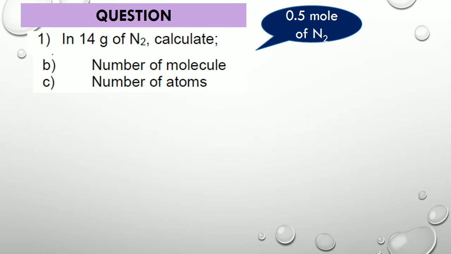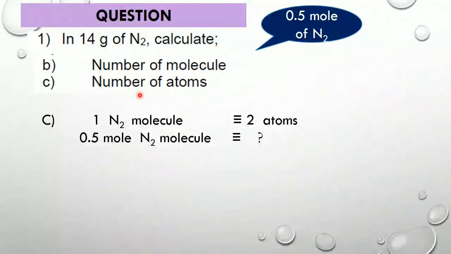So in the question 1C, we want to find the number of atoms in 14 gram of nitrogen molecule. So 14 gram is also equal to 0.5 mole. So to find the number of atoms, first we need to find the number of mole of atoms.